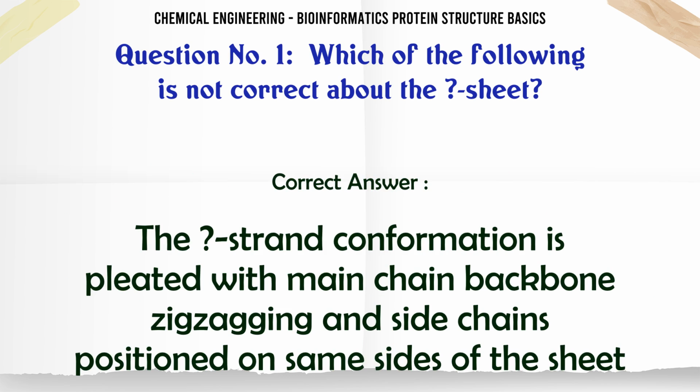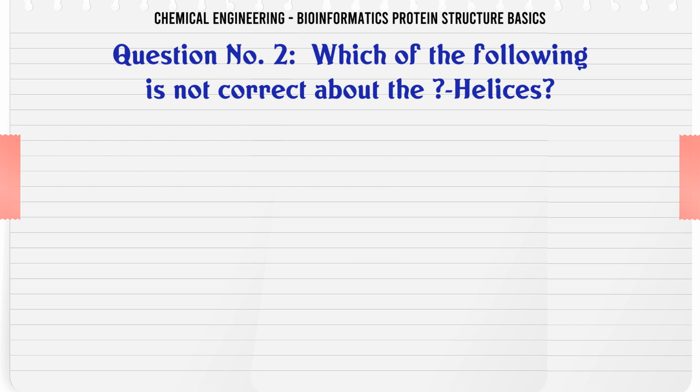The correct answer is: the strand conformation is pleated with main chain backbone zigzagging and side chains positioned on same sides of the sheet. Which of the following is not correct about the helices?